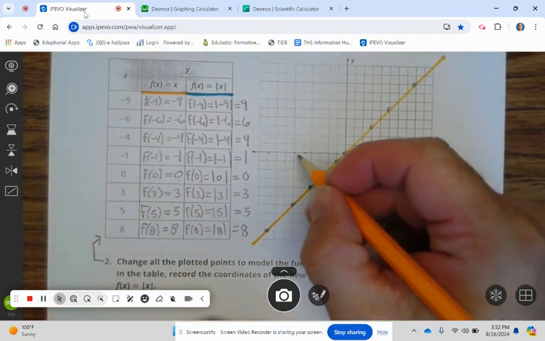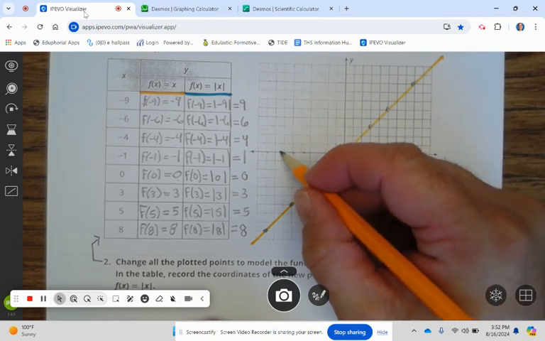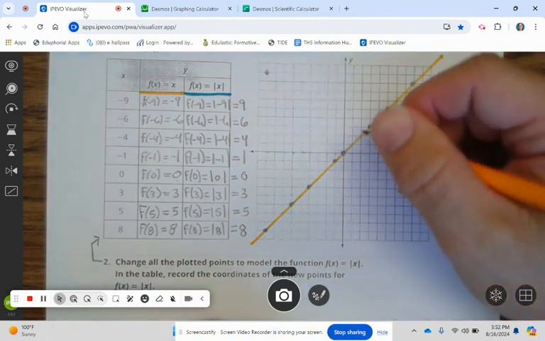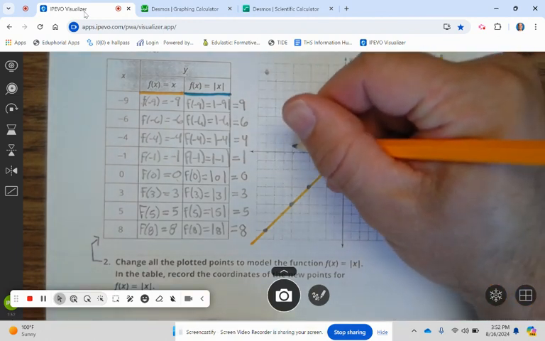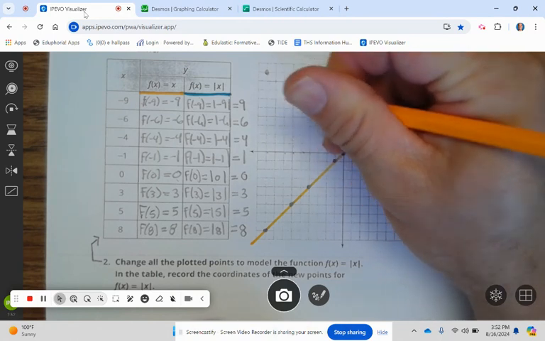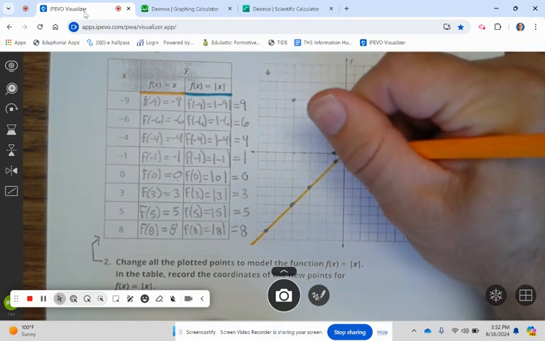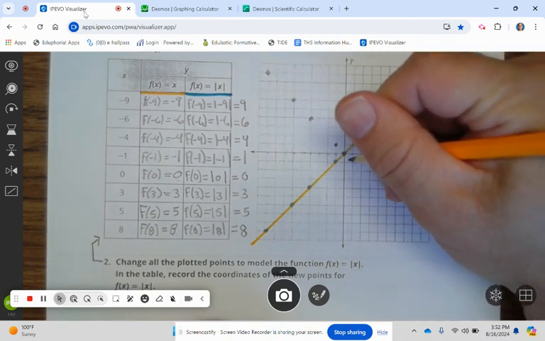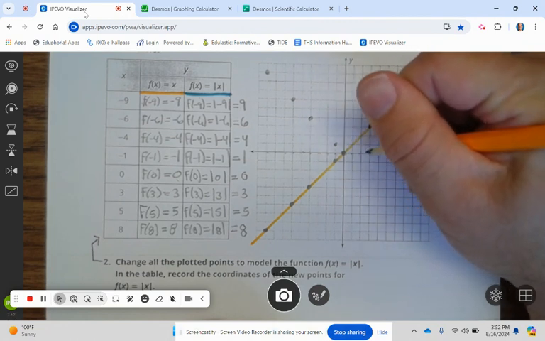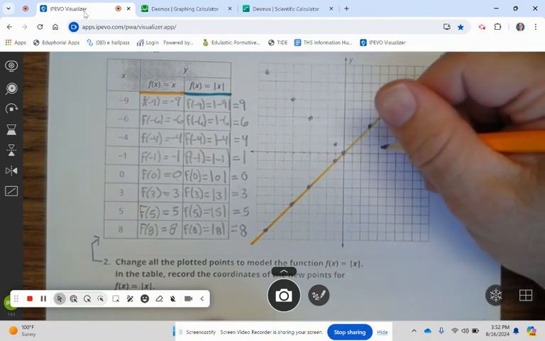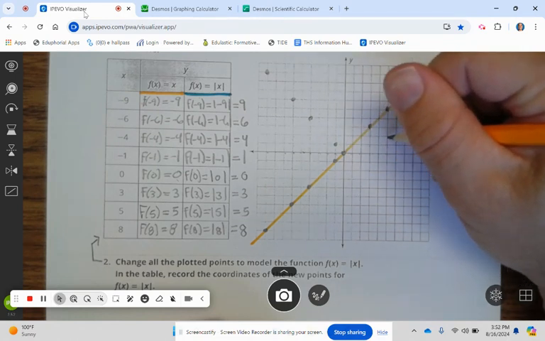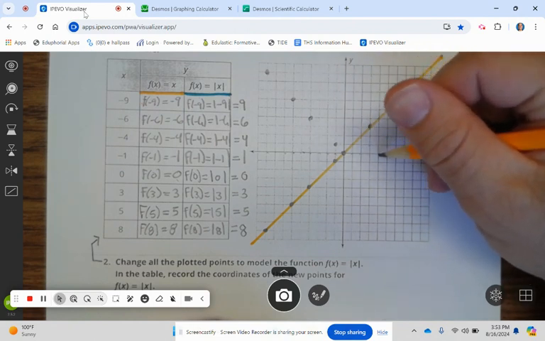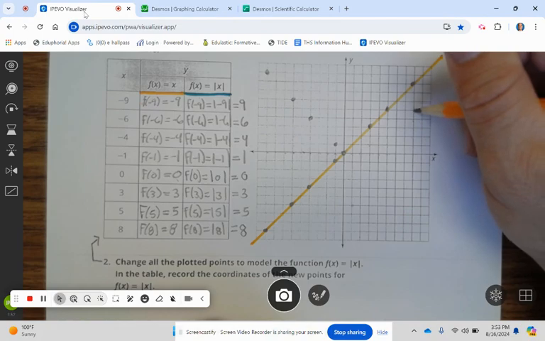So negative 9, up 9. Negative 6, up 6. Negative 4, up 4. Negative 1, up 1. 0, 0. Then 3, 3. 5, 5. And then 8, 8.